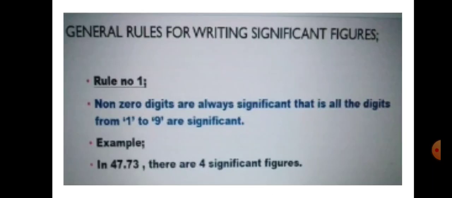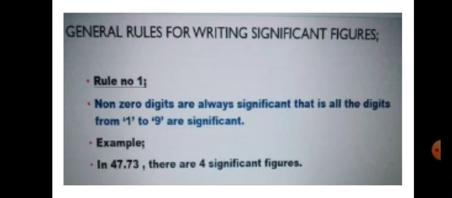Now we have some general rules for writing the significant figures. One by one we proceed. First we have rule number 1. In rule number 1, all non-zero digits. Non-zero means which is not zero. So we can say that 1 to 9 are called the non-zero digits. So the non-zero digits are always significant, that is, all the digits from 1 to 9 are significant.